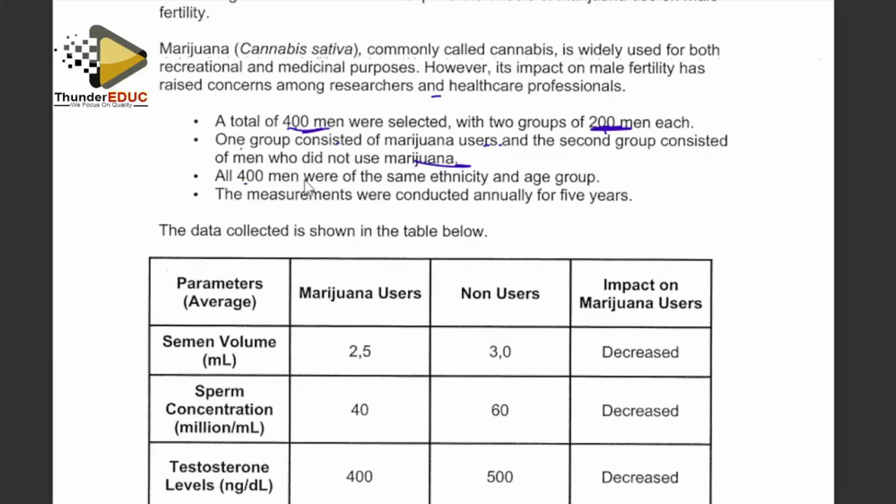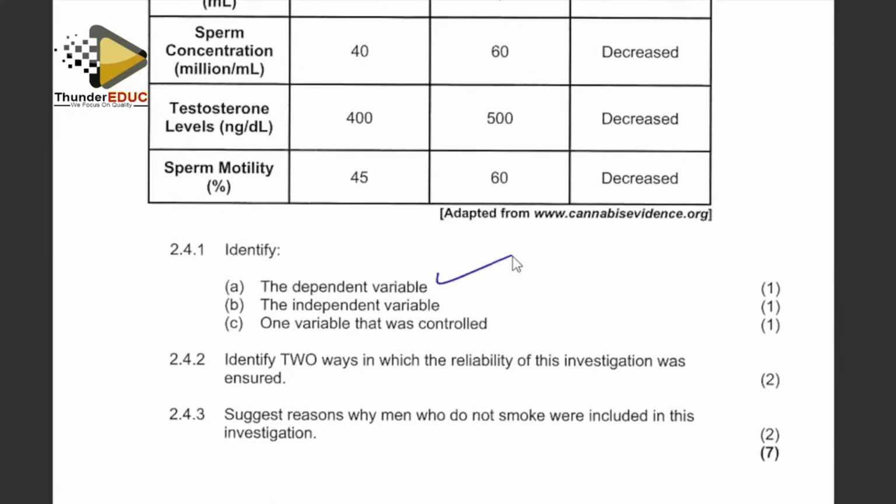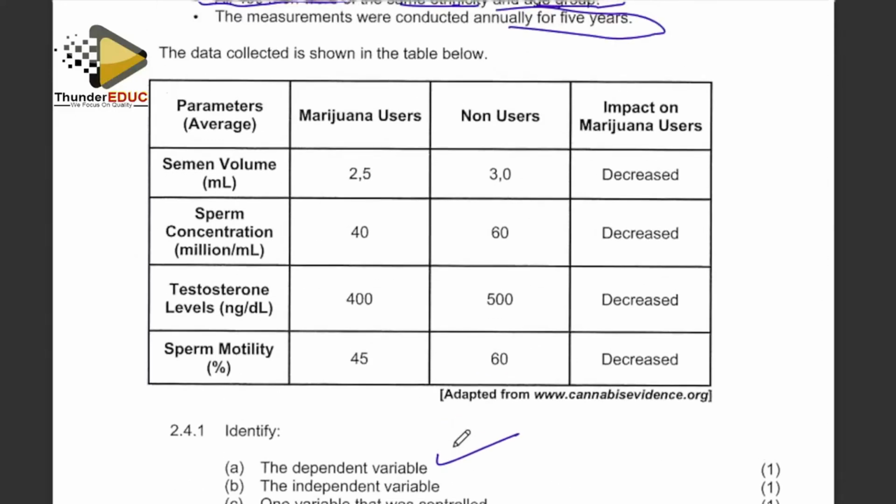They're saying that 400 males were of the same ethnicity and the age. Oh, this one is gonna help us maybe. They're saying that the measurements were conducted annually for 5 years. Also, that one can help us. All right, question number 1. Identify the dependent variable. They are starting with the dependent variable.